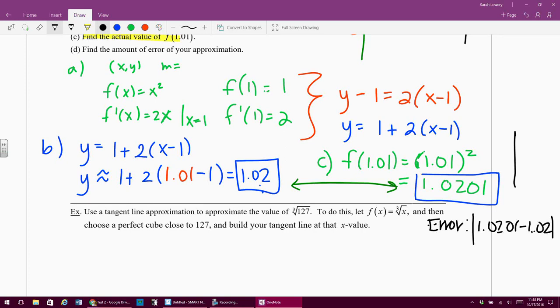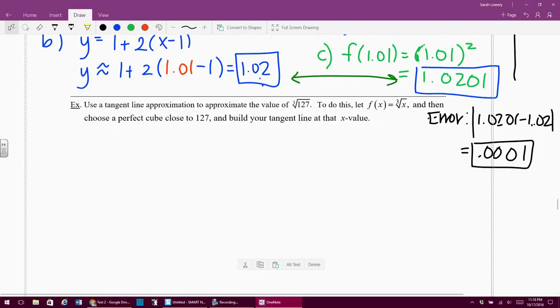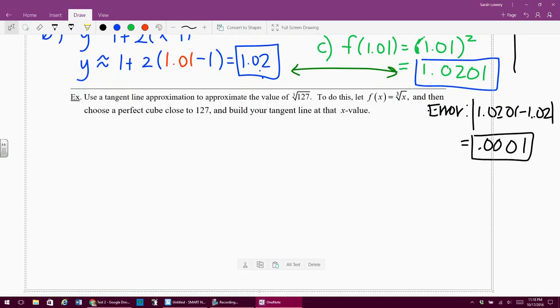So if I take the absolute value of the difference, I should get that my error is 0.0001, which is pretty small. Okay? So the other thing I can do with these tangent line approximations is use them to actually find values that I can't do in the calculator.